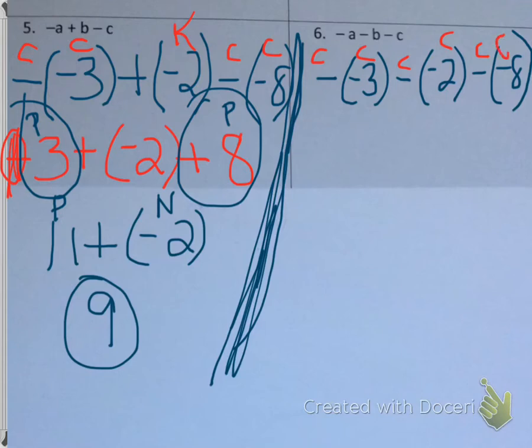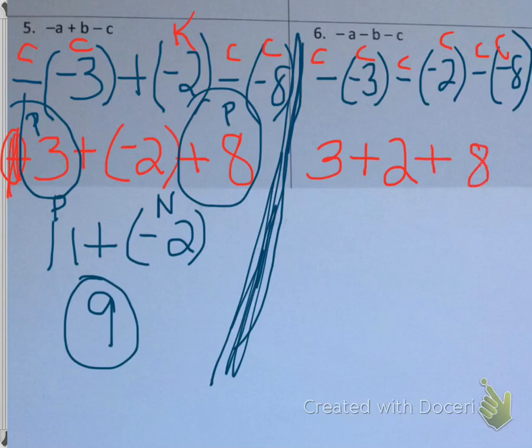Okay, so our minus a negative 3 becomes the positive 3. Minus a negative 2, we've got to change our subtraction to addition. Change our negative 2 to a positive 2. Change our subtraction to addition. Change our negative 8 to a positive 8.